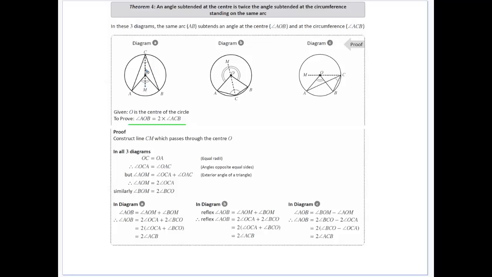So we'll construct a line from the center to the circumference there. And then when you look at that in all three diagrams, you notice that OC is going to be the same as OA because they're equal radii. So OC and OA are equal radii. Angle OCA and angle OAC are going to be the same as well. But we also know that angle AOM would be equal to angle OCA plus OAC because the exterior angle of a triangle is equal to the sum of the opposite interior angles. So therefore, angle AOM is twice angle ACO or OCA.